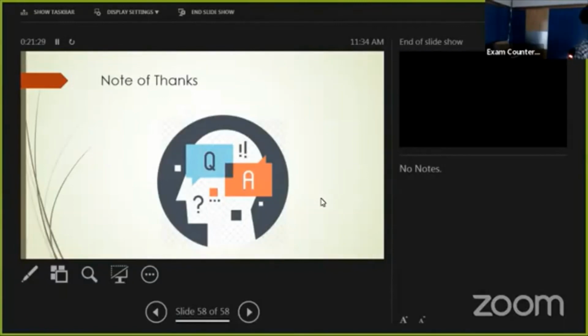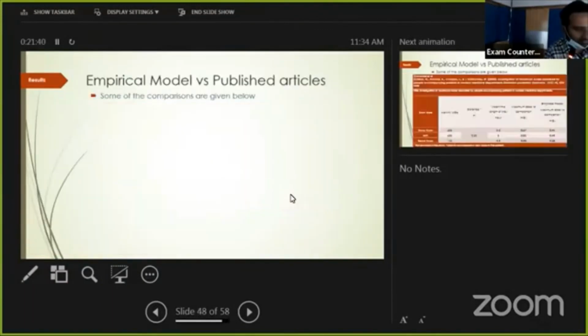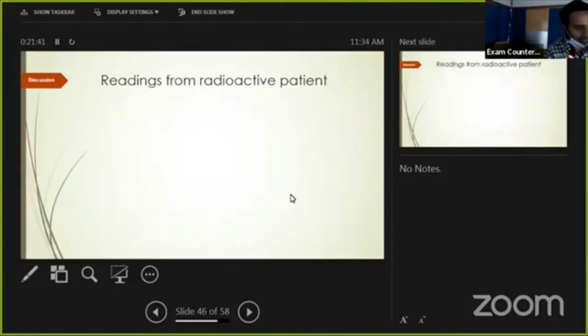Any other questions? After this study, can you recommend any dose on which we can use the patient? Is there any recommendation dose rate on which?